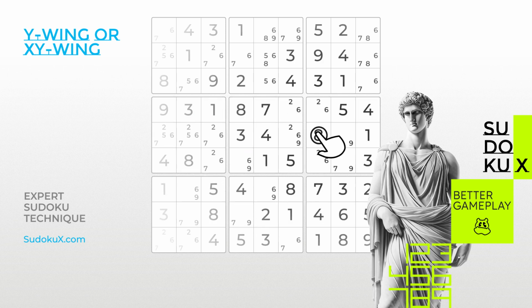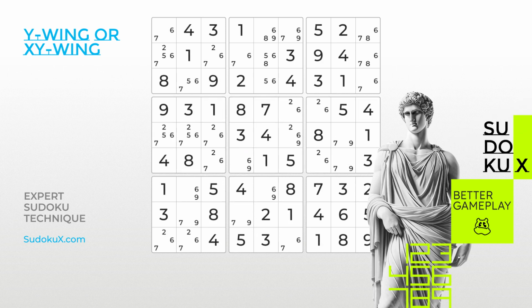Let's work through an example using a Sudoku board with notes already filled in. To start, we need to find a by-value cell with exactly 2 candidates. Let's select the highlighted cell with potential candidates 7 and 9, which we will refer to as the pivot. Next, we'll examine the board to identify the pincers.